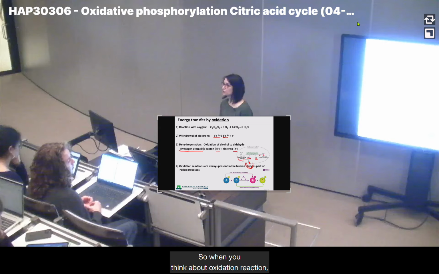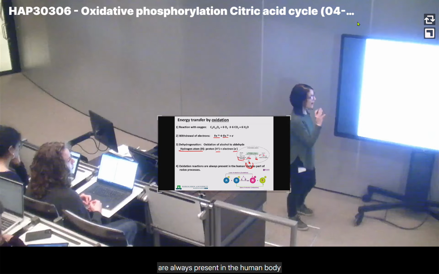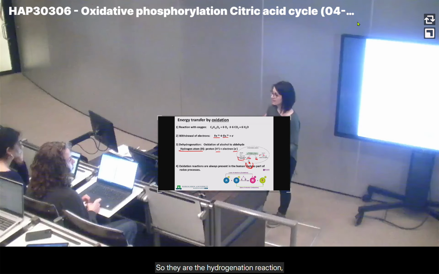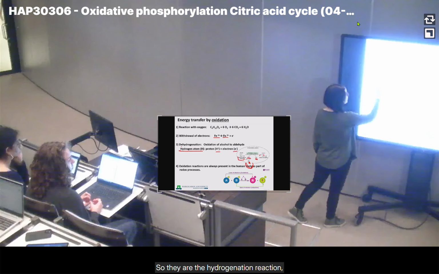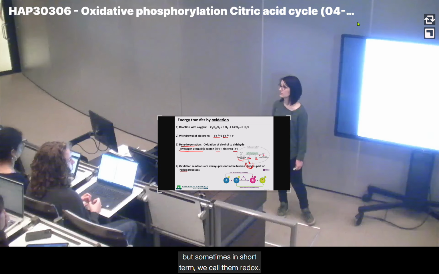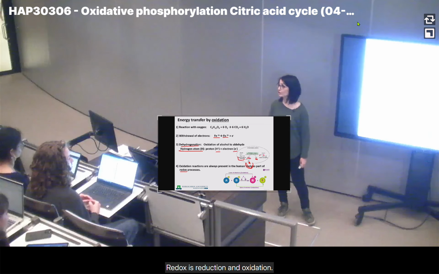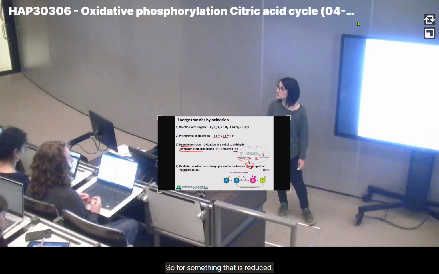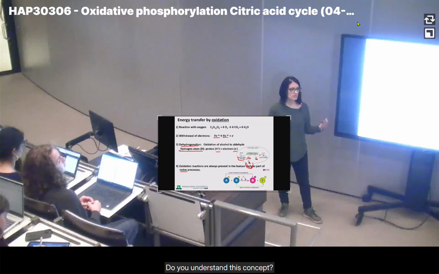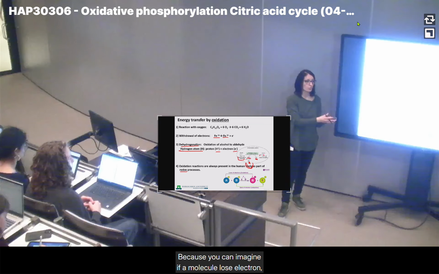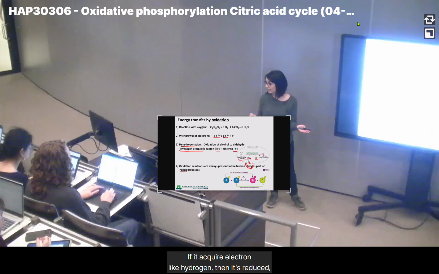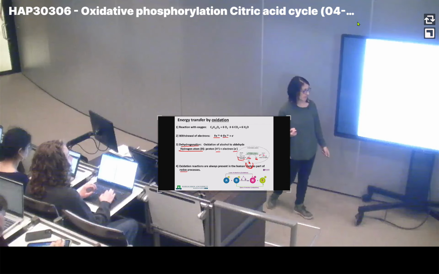So when you think about oxidation reactions, this type of oxidation reaction is always present in the human body as a part of redox processes. So they are dehydrogenation reactions, but sometimes in short we call them redox. Redox is reduction and oxidation. So for something that is reduced, there is always another molecule that is oxidated. Yeah? Do you understand this concept? Because you can imagine if a molecule loses electrons, it gets oxidated. If it acquires electrons, like hydrogen, then it's reduced.